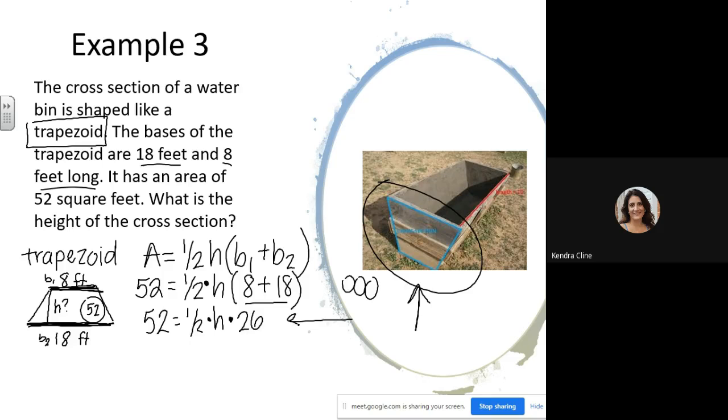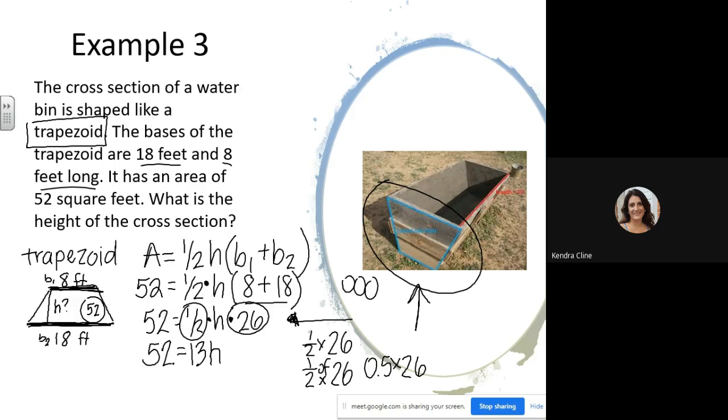Now this turns into a problem like the past 2 examples that we did, where we have 2 things attached to H that they're all being multiplied. So I'm going to multiply 1/2 times 26, or remember, I could say 1/2 of 26, or if you enter it in your calculator, you could do 0.5 times 26. I like using this. 1/2 of 26 means you're multiplying. So I can say 1/2 of 26, which is 13. Bring down my H, bring down my equal sign, bring down my 52.